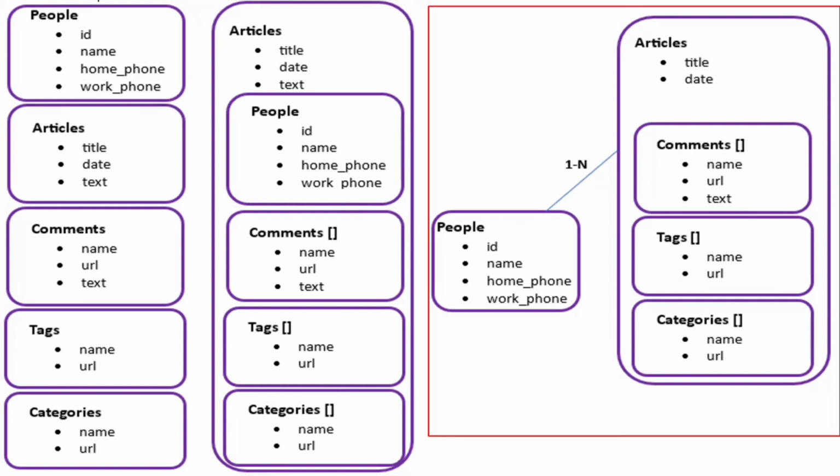And the third option is that you define 2 different collections. One is going to be of the people, and the other one is going to be the articles, and the articles collection will have an array of tags, categories, and comments to show that articles, tags, categories, and comments have a many-to-many relationship, and the people collection and the articles collection have a one-to-many relationship. So these are some different ways of translating the relational database into a NoSQL database.